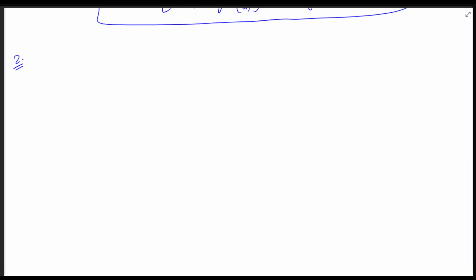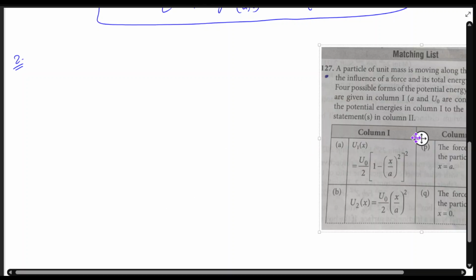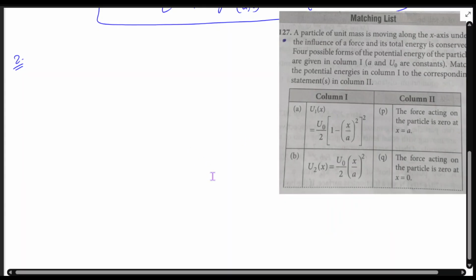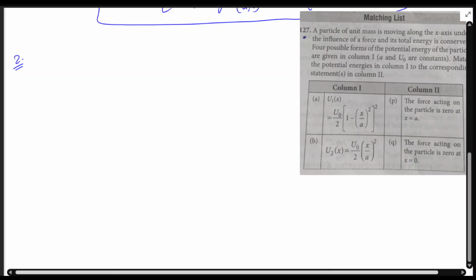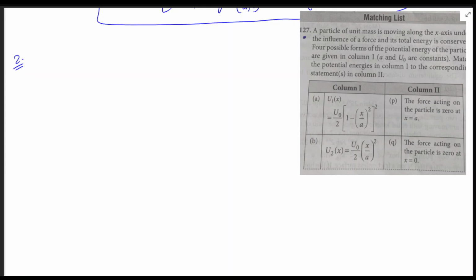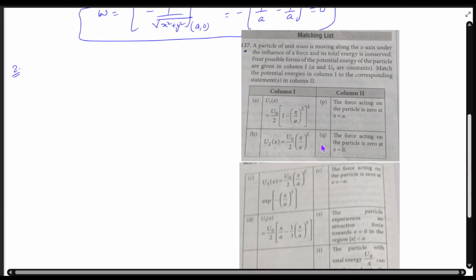So this will be our second question. This is a question based on matching list. Yes, so let me bring the other part. Right. So this is our question.